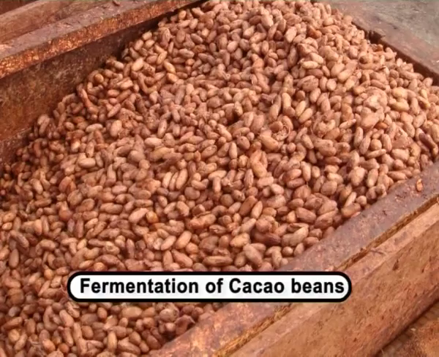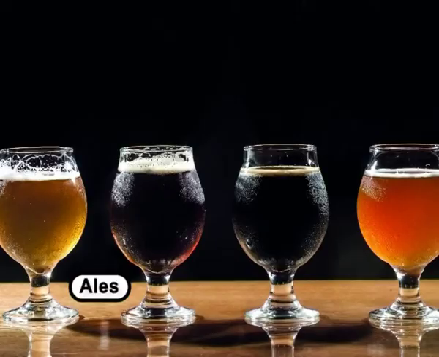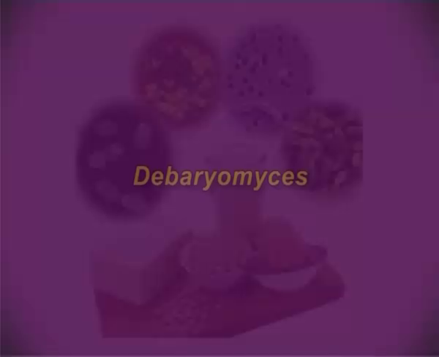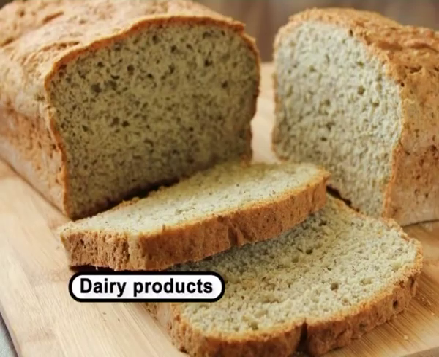Some members are involved in the fermentation of cocoa beans, as a component of kefir grains, and in many other products including beers, ales and fruit juices. Dekkera. These ascosporogenous yeasts sometimes produce a pseudomycelium and reproduce by multilateral budding. They are one of the two most prevalent yeast genera in dairy products.